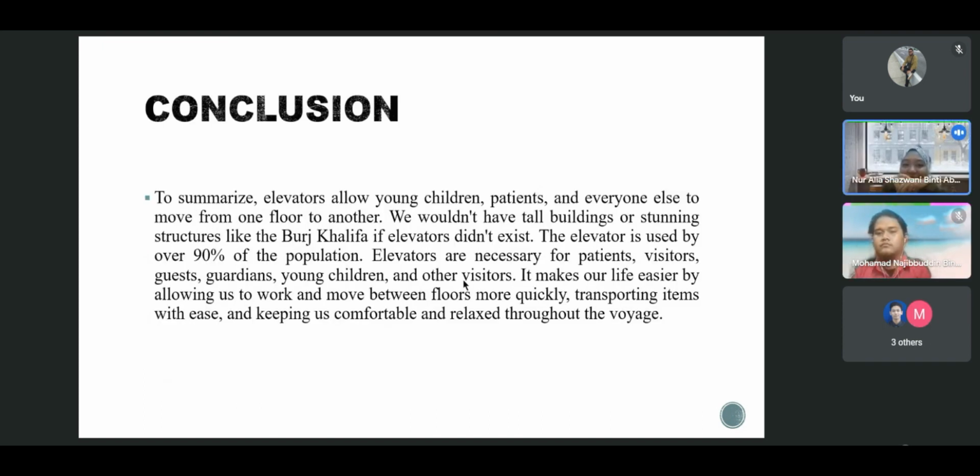For conclusion, elevators allow young children, patients, and everyone else to move from one floor to another. We would not have tall buildings or stunning structures like the Burj Khalifa if elevators did not exist. The elevator is used by over 90% of the population. Elevators are necessary for patients, visitors, guests, guardians, young children, and others. It makes our life easier by allowing us to work and move between floors more quickly, transporting items with ease, and keeping us comfortable and relaxed throughout the voyage.